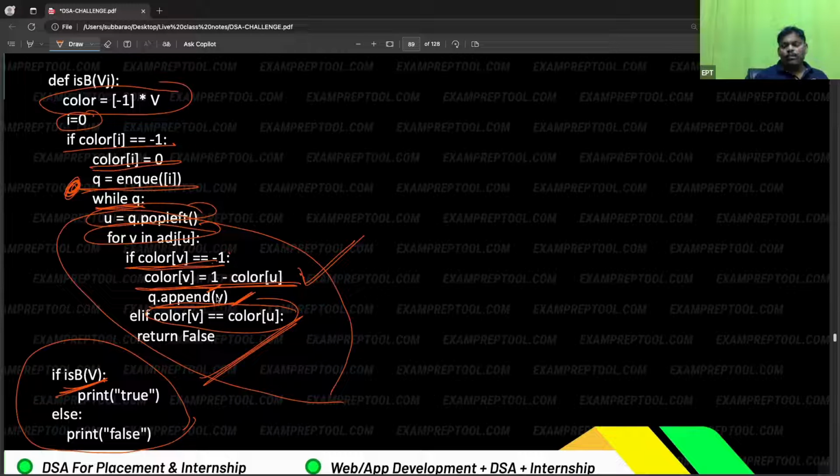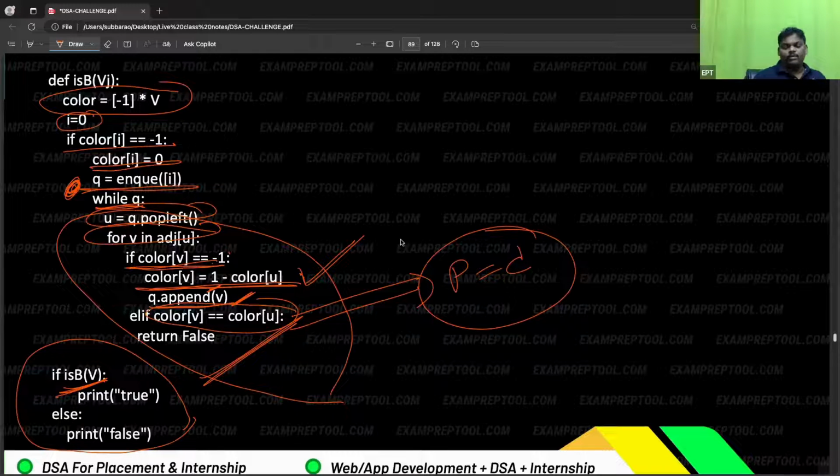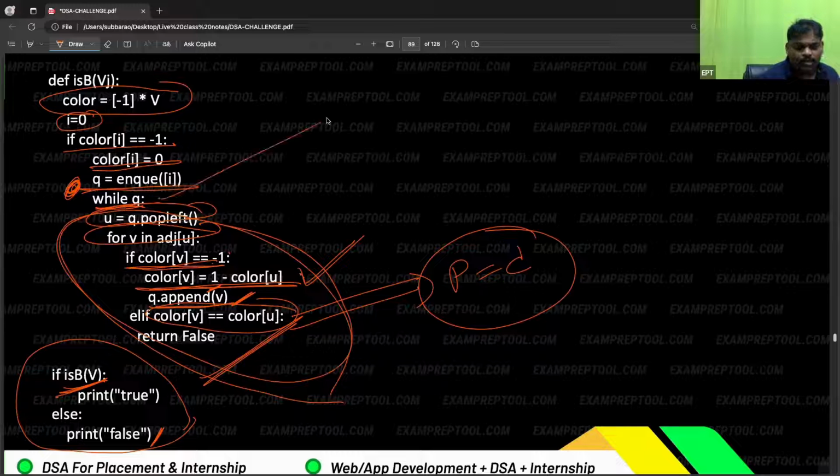Just keep on continuing. Anywhere, if the parent color and child color are the same, then stop and say that it is not bipartite. Return false; here false will come. Otherwise, return true. One for loop, one while loop. This while loop will take care of vertices, and this for loop will take care of edges.